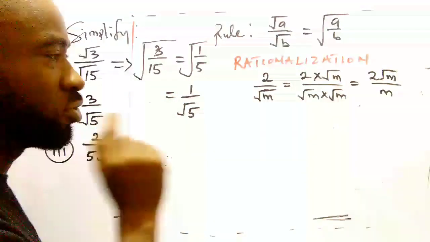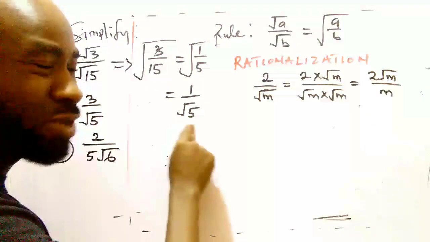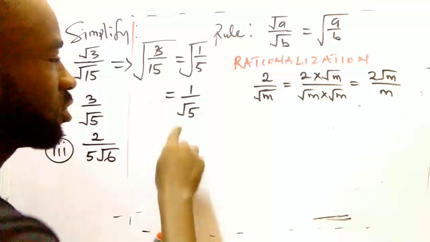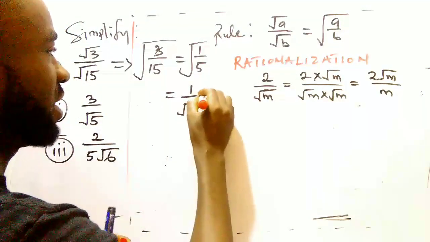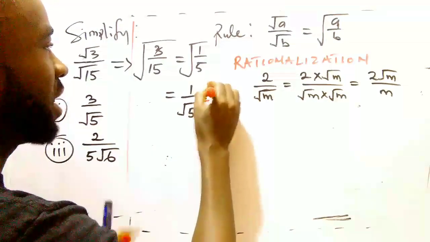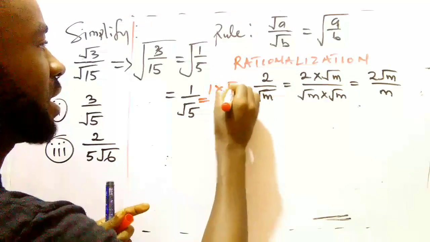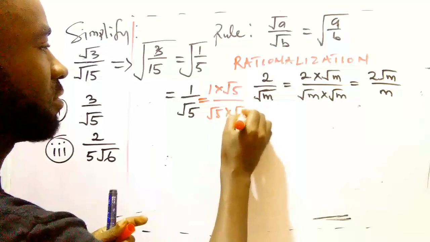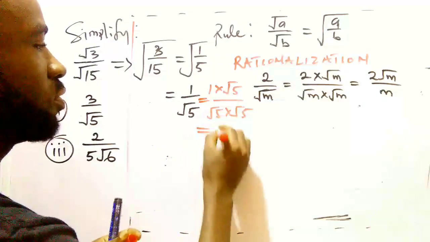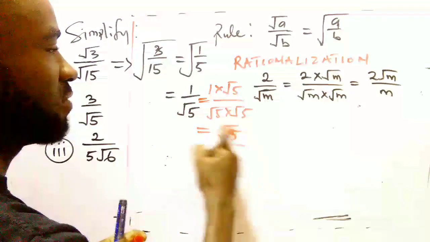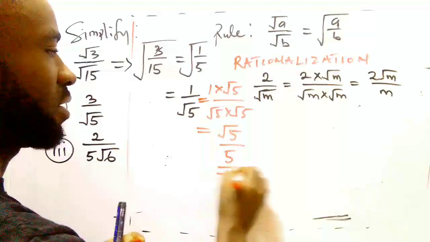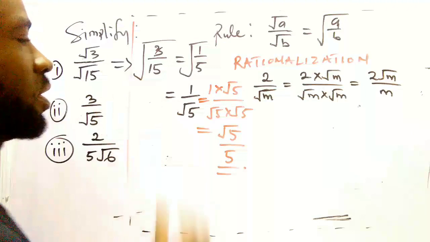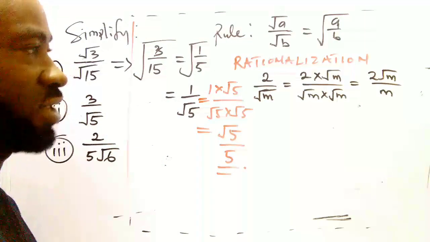Now, we are going to rationalize because our denominator is a surd. So we don't want the denominator to be a surd, so we are going to rationalize by multiplying this numerator by root 5 and then multiplying this denominator by root 5 as well. And when you do that, you're going to have root 5 all over root 5 times root 5 is 5. So that is how to apply our rationalization.